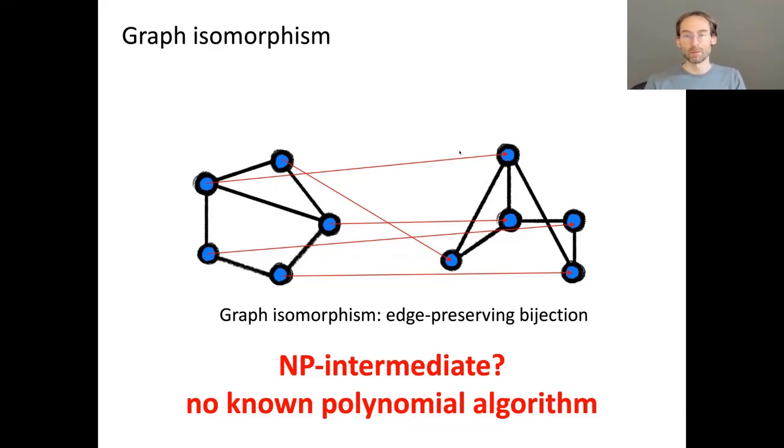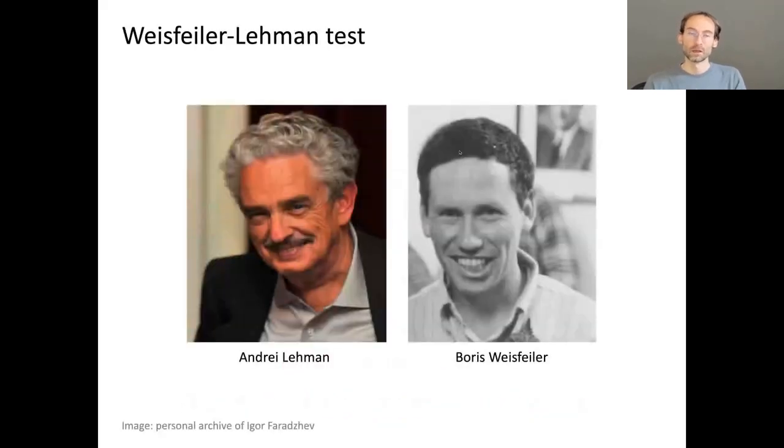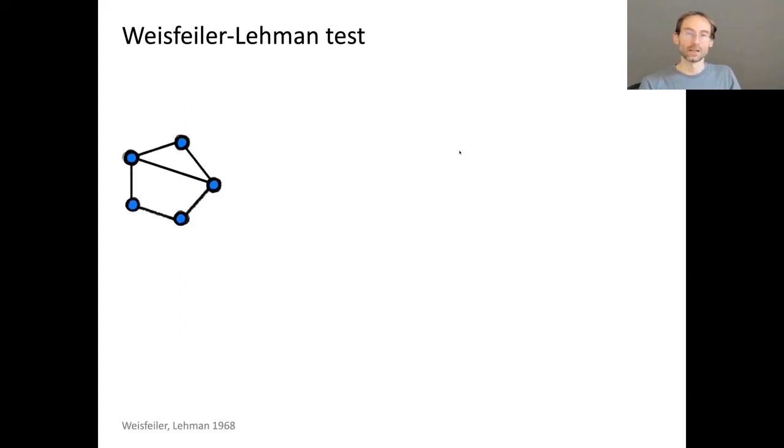Actually, the first attempt, or the hope to have found a polynomial isomorphism test, is due to Andrei Lehman and Boris Weisfeiler, two Soviet mathematicians who hoped that they had found a polynomial test algorithm. And it was actually disproved by a counterexample a year later. What this WL test, as it is called, does is a kind of color refinement. By color, I mean a discrete label. So you start with a graph that is colored with the same color.